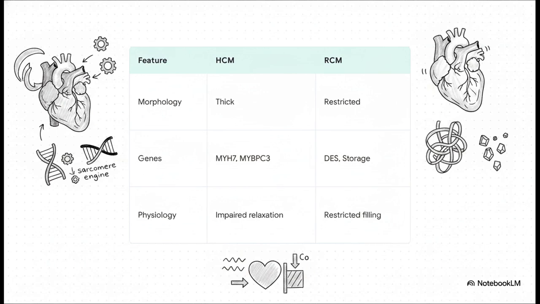Now, contrast that with restrictive cardiomyopathy, or RCM. This gives us a stiff, infiltrative heart. The chamber size might actually be normal, but the walls are severely restricted when it comes to filling with blood. This often points to genes like DES, for desmin, or various metabolic storage diseases.